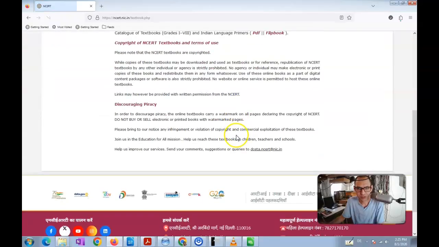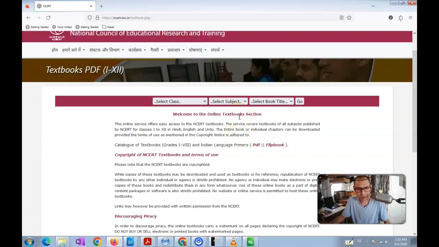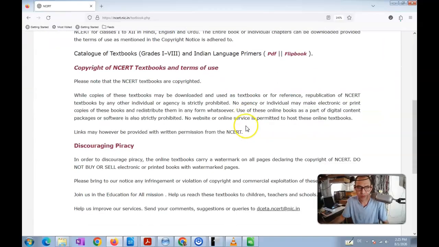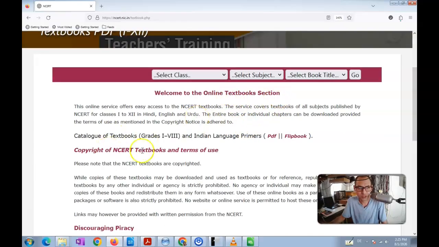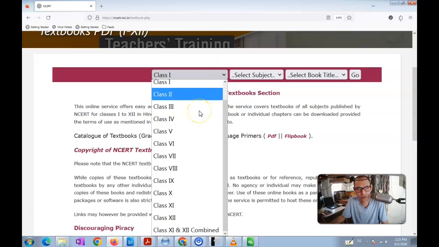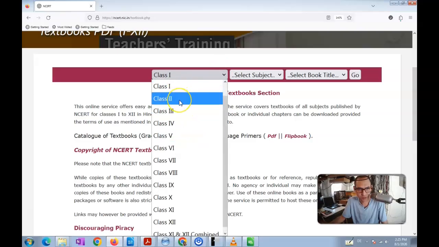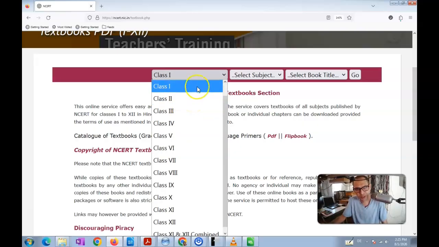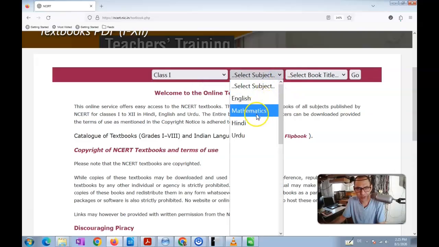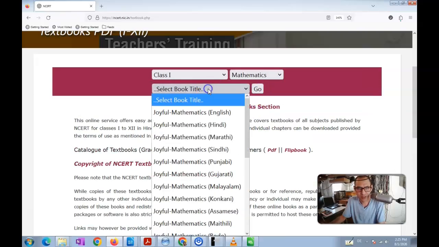And then here essentially you will have access to all the books of the NCERT system. Welcome to the online textbook section, and then here you can essentially choose your class. Since we are using a book of class 1, you will choose, of course, class 1. Otherwise you could go for class 2, 3, 4. So when we get to, for example, the book for class 2, then you will choose class 2 essentially. And then the subject you have to choose as mathematics, and then the title.